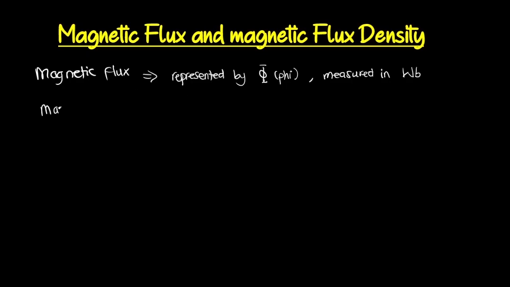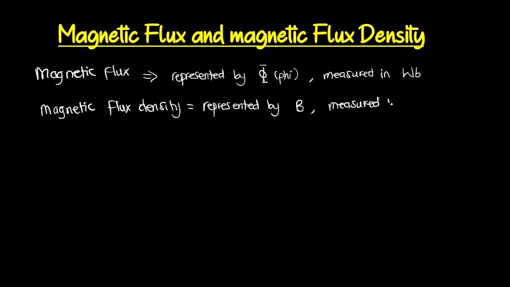Now when we talk about magnetic flux density, we are talking about the amount of flux in a particular area. So the magnetic flux density is the amount of flux passing through a defined area that is perpendicular to the direction of the flux. It is represented by capital B, and it is measured in Tesla, or Weber per meter square.